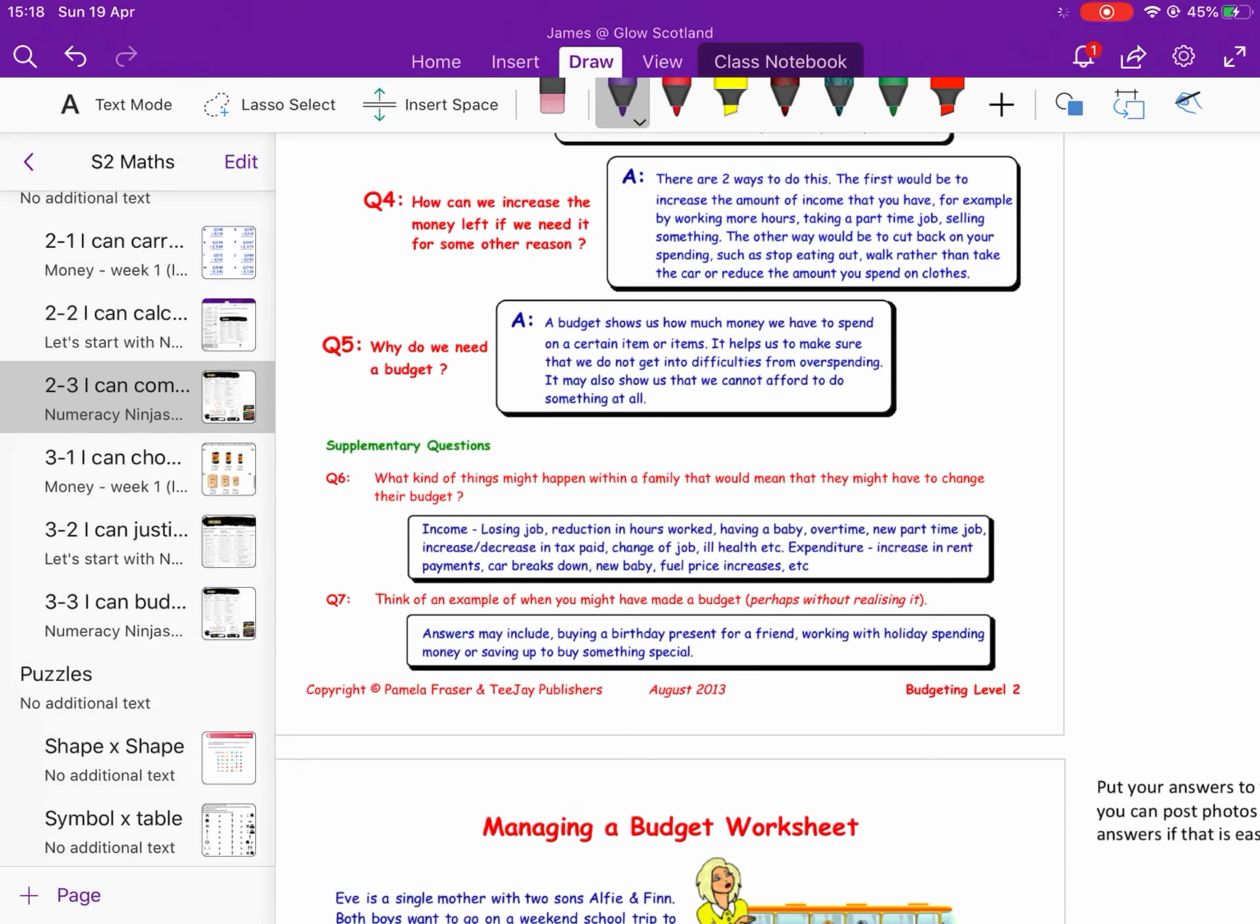For question 7, think of an example when you might have made a budget. If you had to save some money for any particular reason, you've probably done it without even thinking about it. So you might have to save up some money to buy a birthday present for a friend, or save up some money for going on holiday, that type of idea.